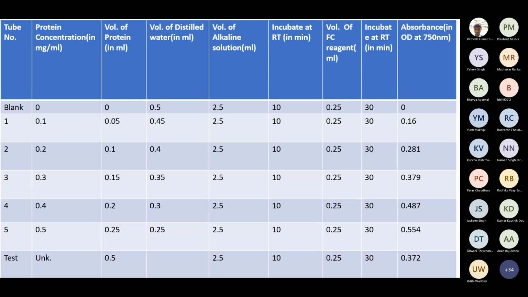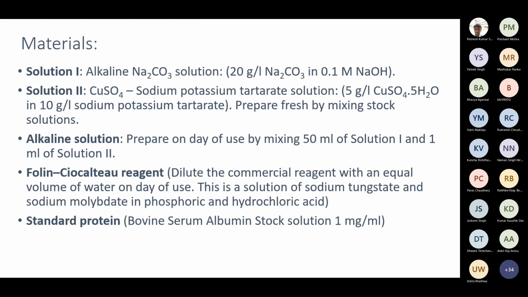So solution 1 and solution 2 basically consist of the copper ions as well as the alkaline solution, because only in the presence of alkaline solution does copper react with the peptide bonds. So it is the condition that is needed. The first thing is sodium carbonate, which provides the basic medium, and the copper sulfate. And then once we have a peptide-copper complex, we add the following reagent, which reacts with the tyrosine and tryptophan in the protein and gives us the blue-purple color for which we take absorbance.